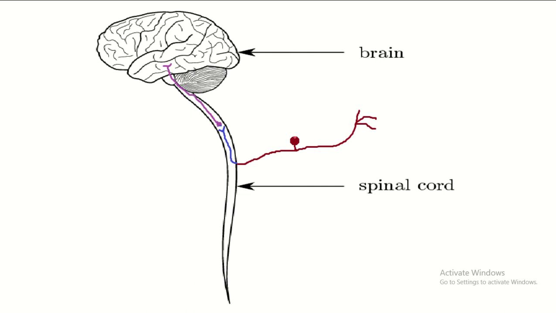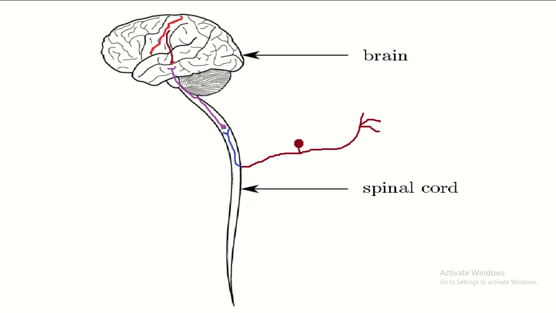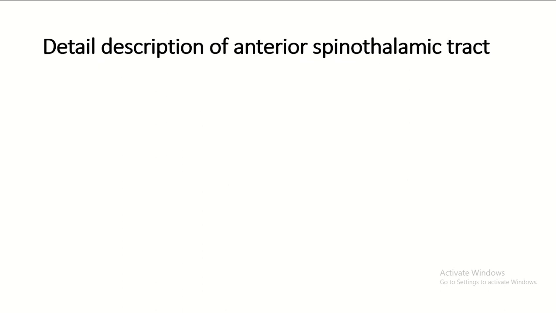This is also known as the first order neuron. This first order neuron synapses with the second order neuron, and the axon of the second order neuron ascends and synapses with the third order neuron. The axon of the third order neuron ascends to the sensory cortex.